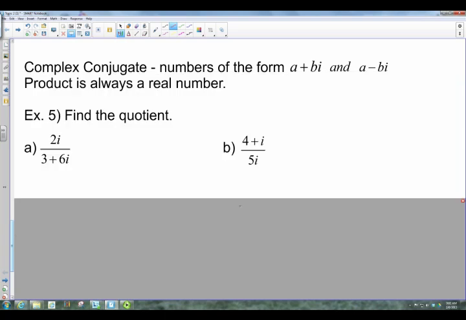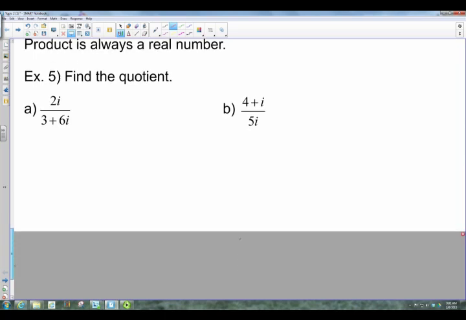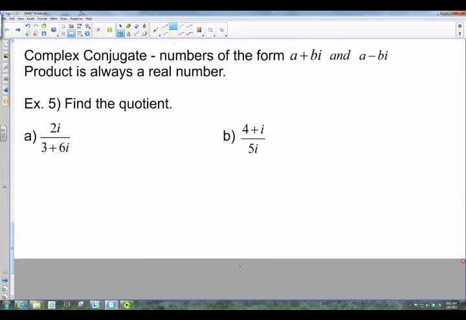Okay, to finish this up, last thing here is complex conjugates. Now conjugates are numbers that are of this form, a plus bi, a minus bi. They're different in that the sign in the middle is different, and that's the only thing. Now the reason we have to use these is we cannot leave an imaginary number in the denominator of a fraction. Right? So if you look at our first example here, you've got this 6i in the denominator. That's not allowed. So we want to find a quotient. We've got to multiply by the conjugate.